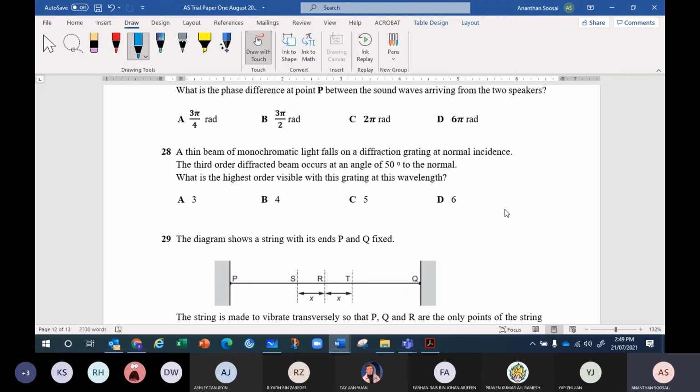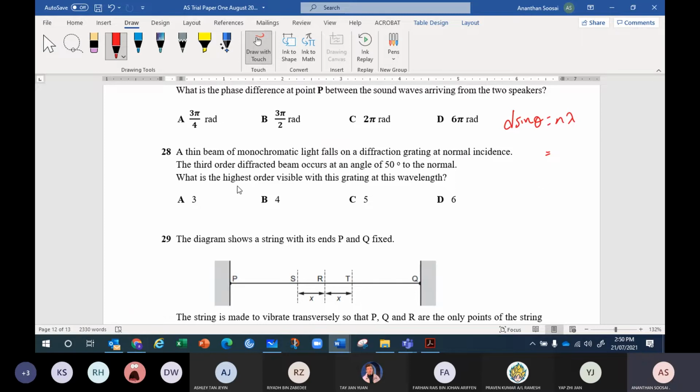A thin beam of monochromatic light falls on a diffraction grating at normal incidence. The third order diffracted beam occurs at an angle of 50 degrees to the normal. What is the highest order visible with this grating at this wavelength? This is a diffraction grating. So the formula is d sine theta equals n lambda.